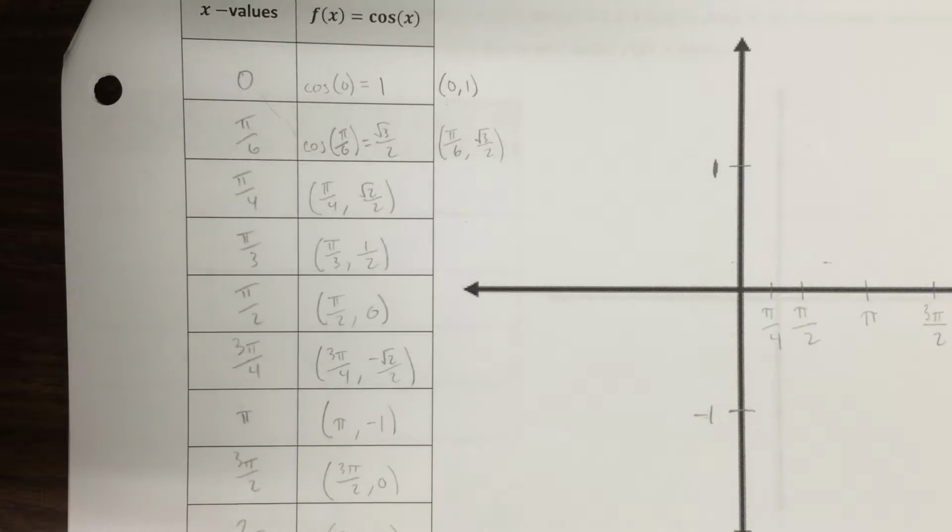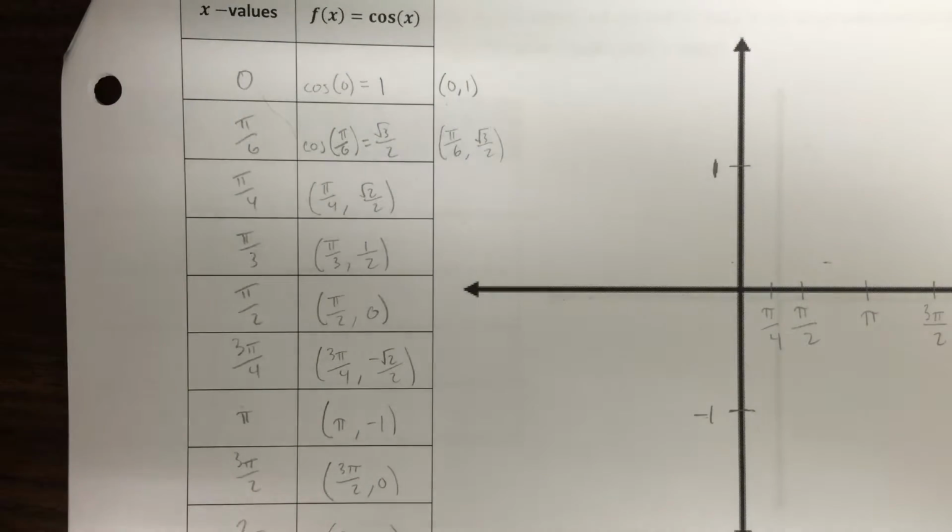And so again, we look for easy points, points that are easy to plot. We're not going to plot pi over 4, square root of 2 over 2. Because square root of 2 over 2 is an estimate. We don't really know what that is exactly. I mean, we do, but it's irrational.